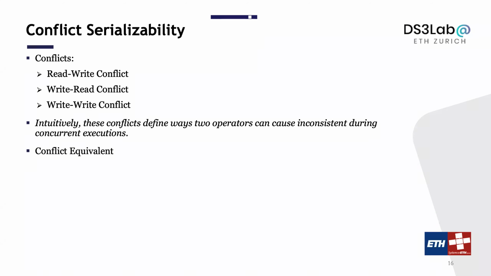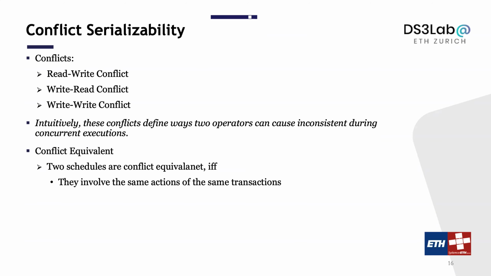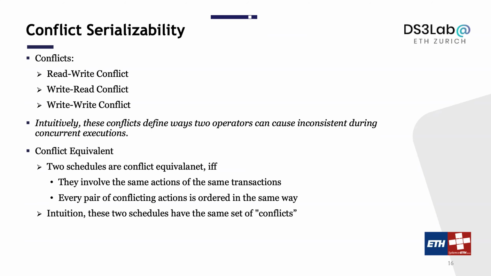And given this, we can define a notion of conflict equivalence. We say two schedules are conflict equivalent if and only if, first, they involve the same actions of the same transactions, and second, every pair of conflicting actions is ordered in the same way. If that happens, we say these two schedules are conflict equivalent. Intuitively, it means that they actually have the same set of conflicts between all those operators, ordered in the same way. We are going to see one example later.